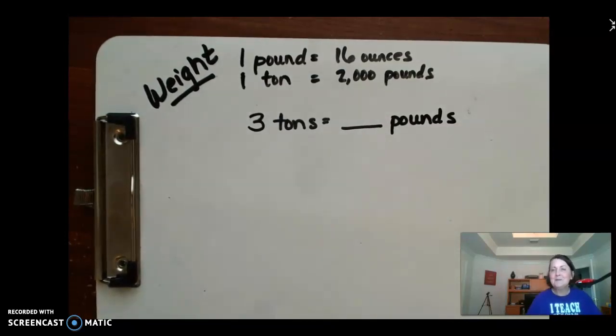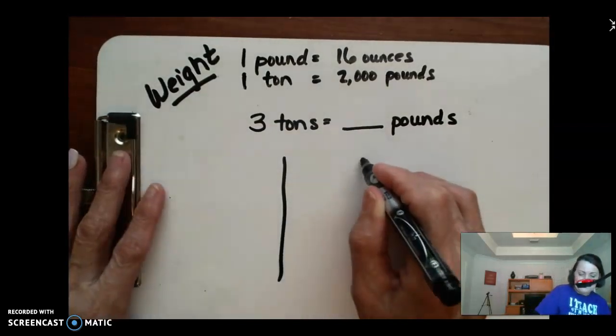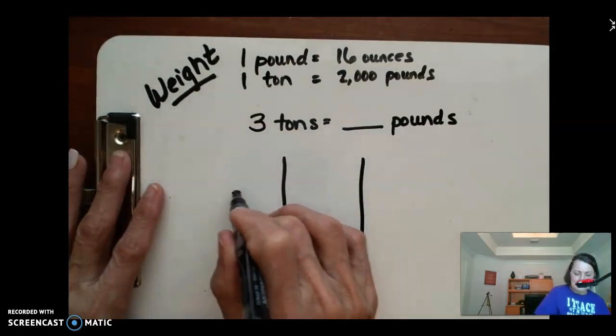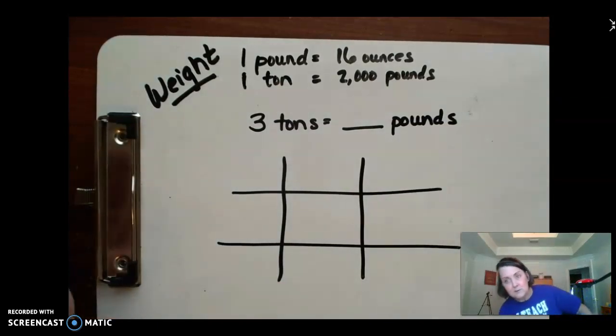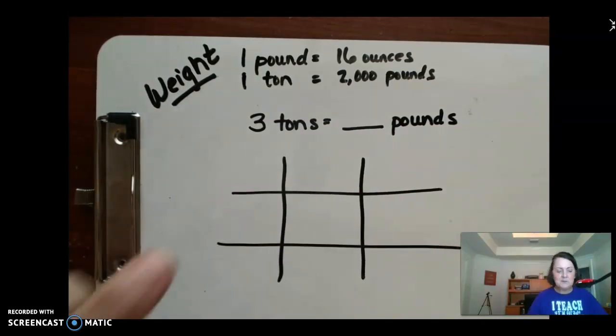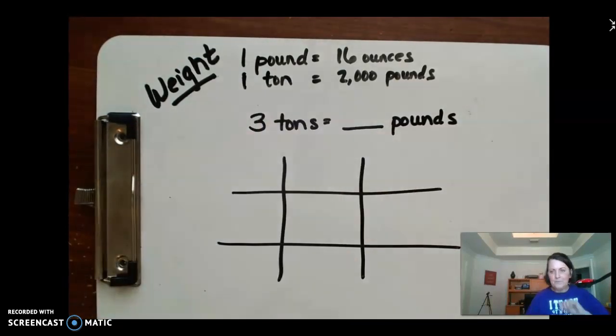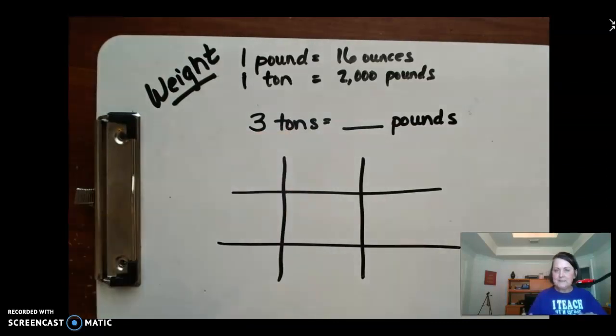Now that you have that written down, remember what I call it? Tic-tac-toe. Here we go. So let's go ahead and set up our tic-tac-toe. Don't make it teeny tiny, boys and girls. Make it big so you can write those labels in there too. All right, who remembers what goes on the top row? Our labels. Yeah. So our first label is going to be tons.